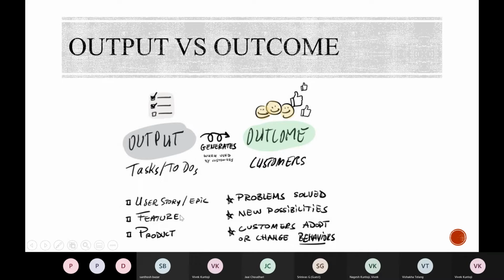So if you do all of this, what is the outcome? The problem gets solved, you get new possibilities, new ideas, new requirements, customer adoption, or changed behaviors, etc. So output generates the outcome.